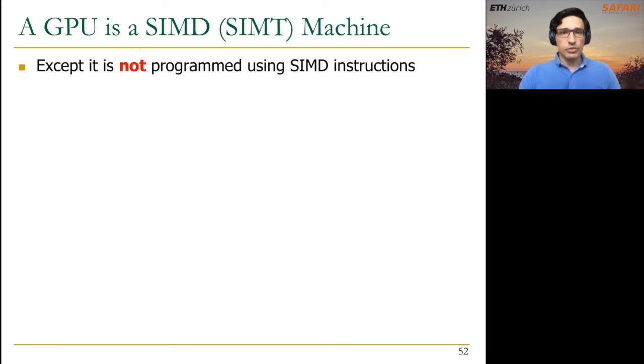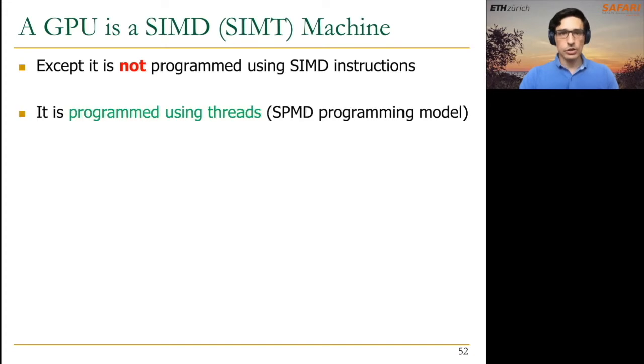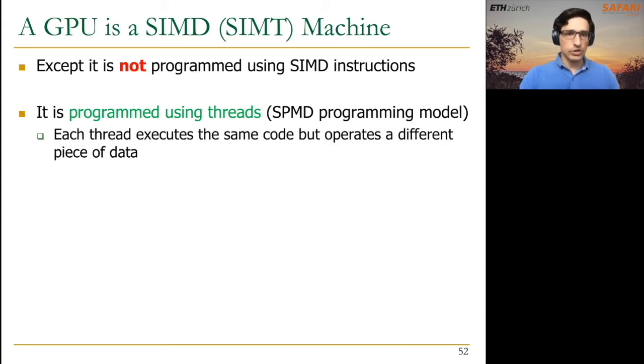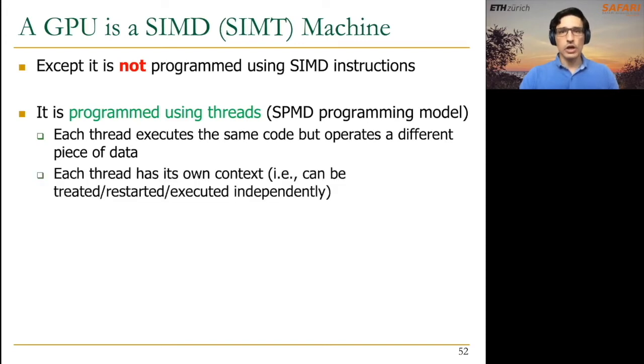The main difference with a conventional SIMD processor is that we don't program it using SIMD instructions, we program it using threads, following an SPMD programming model. Each thread executes the same code, the same program, but operates on a different piece of data. And because we are using threads, each thread has its own context. Each thread, in principle, can have its own PC, its own registers, and so on.